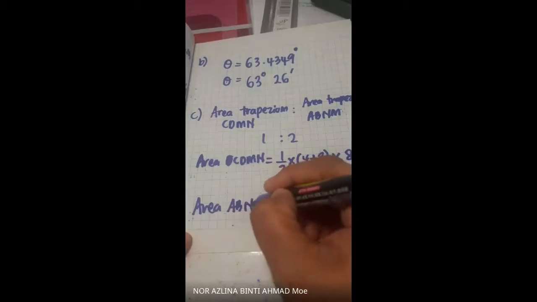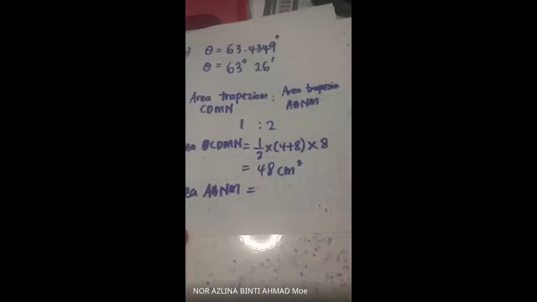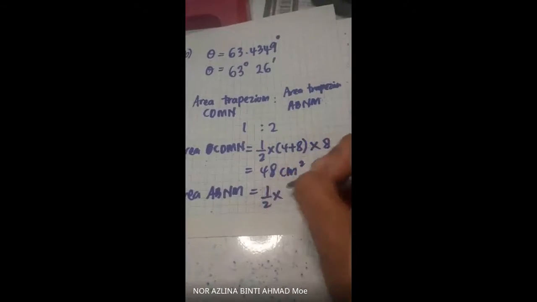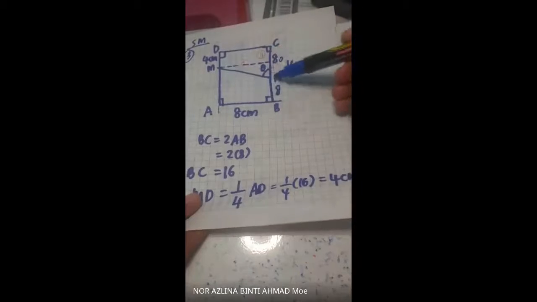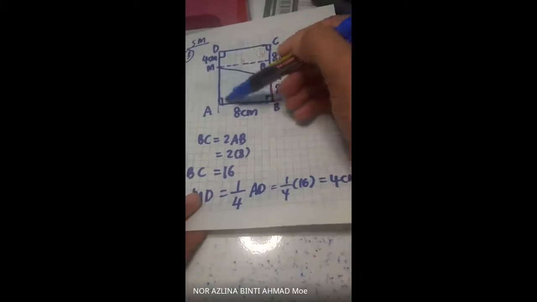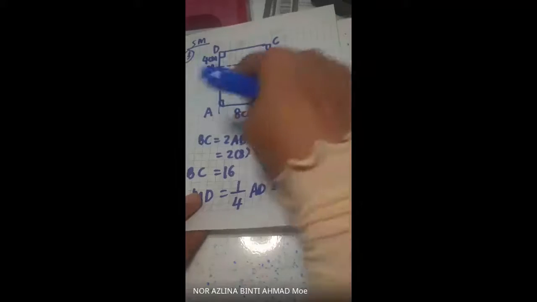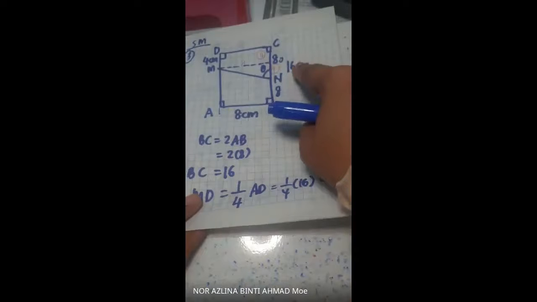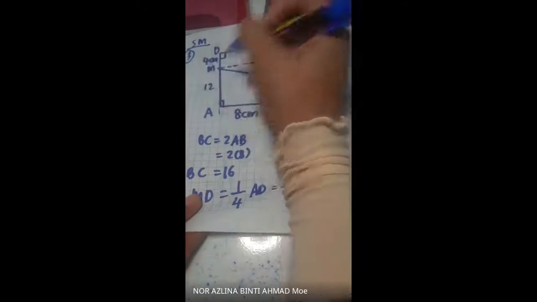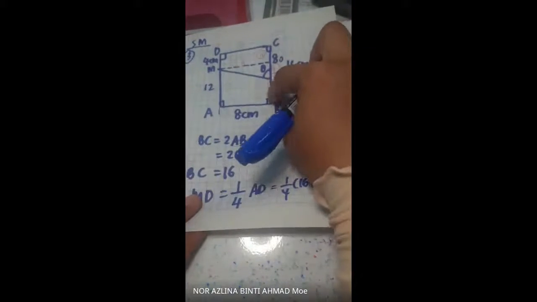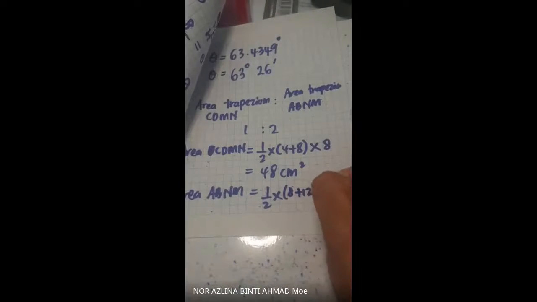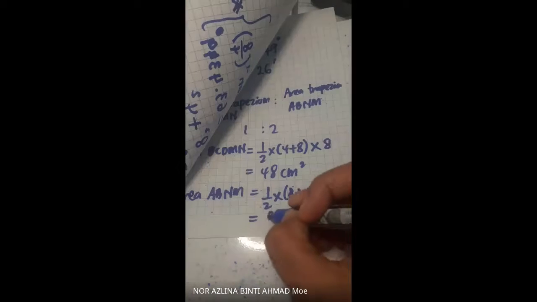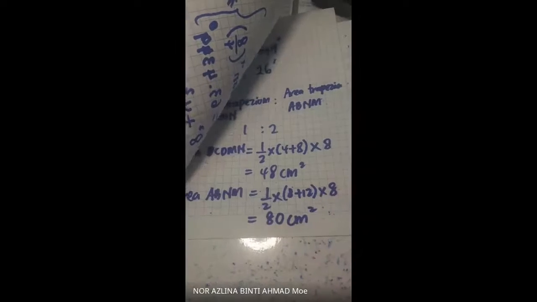ABM. One over two multiply the sum of parallel lines. This is the sum of parallel lines for trapezium ABM. So the parallel lines: the total BC is 18, the total of AD is also 16. So 16 minus 4 here should be 12. So the sum of parallel lines, this side, 8 and 12. So 8 plus 12, multiply the height of the trapezium, 8. So this is 80 cm squared.